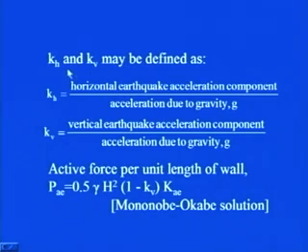Now these kH and kV may be defined as kH is equal to horizontal earthquake acceleration component divided by acceleration due to gravity g. kV is vertical earthquake acceleration component divided by acceleration due to gravity g. Then in that case your active force per unit length of the wall PAE will result to 0.5 gamma h square 1 minus kV into KAE.